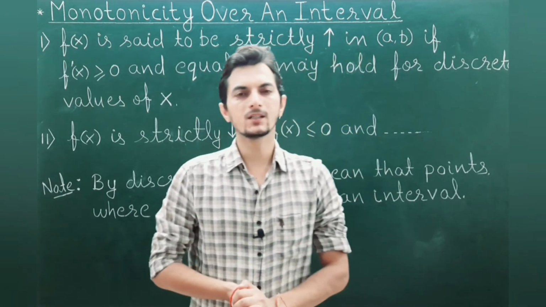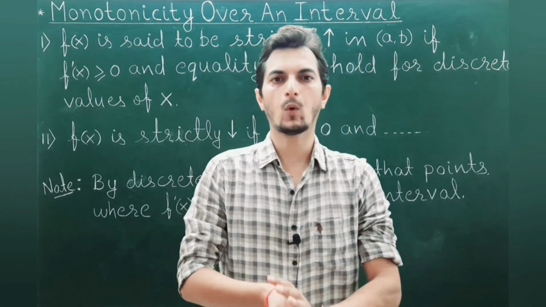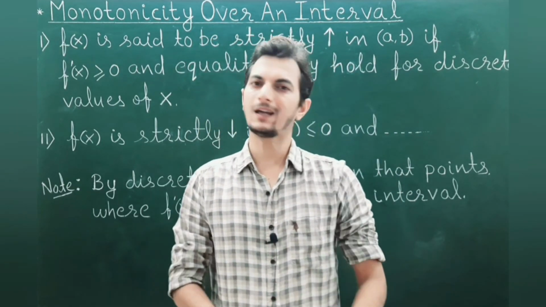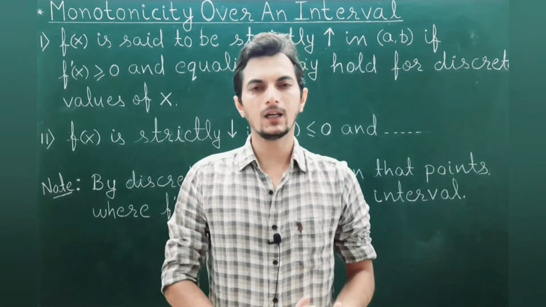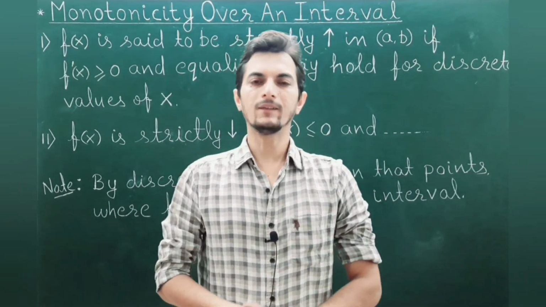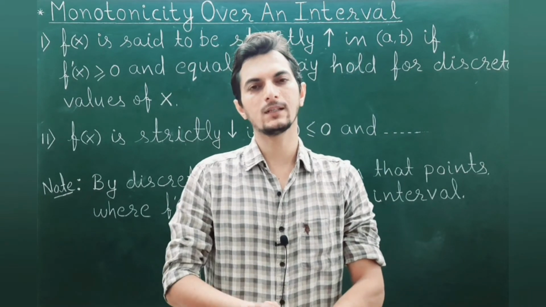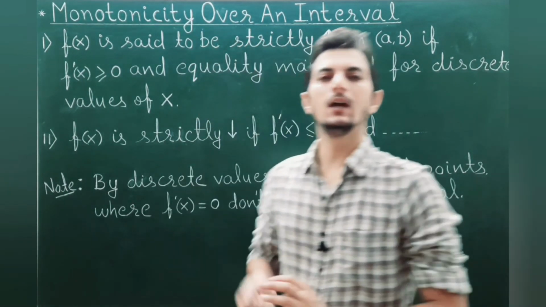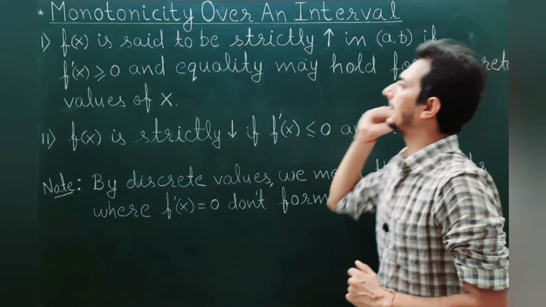And then we discussed the monotonicity at a point which can be described by the 4 standard terms, and those are strictly increasing, strictly decreasing, non-increasing and non-decreasing. We also saw the derivative test for the monotonicity at a point. And in today's class, we are going to talk about monotonicity over an interval.